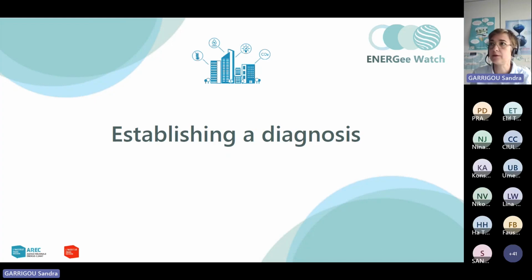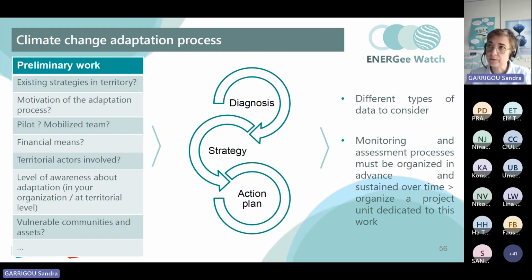Now we can go on with the presentation, and in this sequence we will see some methods and elements to establish a diagnosis. This is the first step of an adaptation process, and at this stage you will have done some preliminary work, for example, to identify existing strategies in the territory, to understand the motivation of the adaptation process, to define the team, mobilize the team, the pilot of this adaptation process.